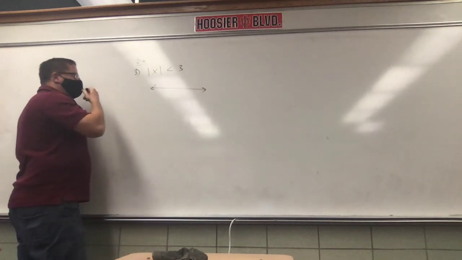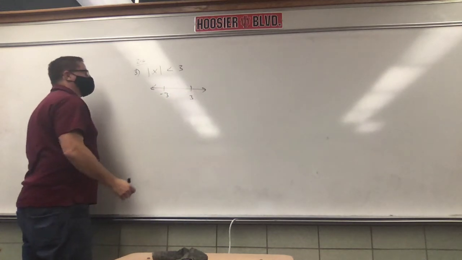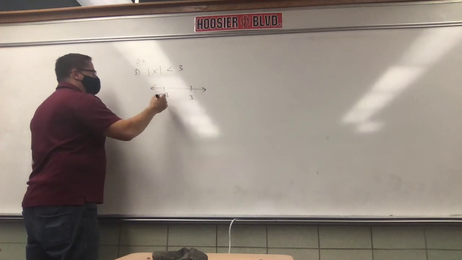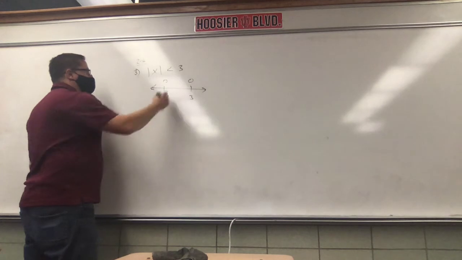Where are we going to put our dots? Negative 3 and 3. Open or closed? Open. Why? Because there's no equal line. No line. I love that answer. And shade where? In between. Done.